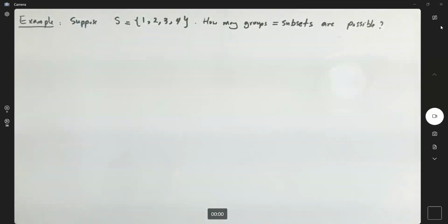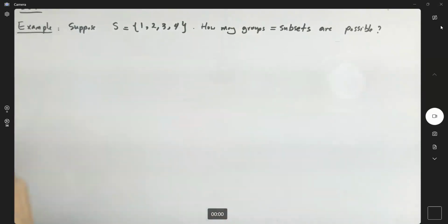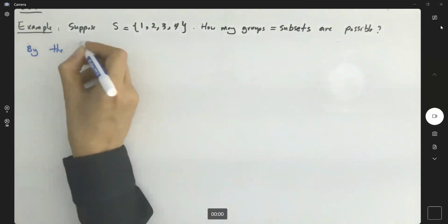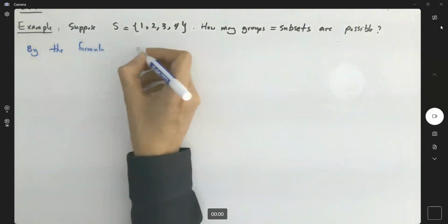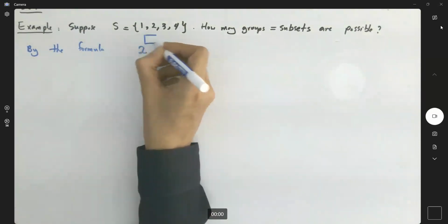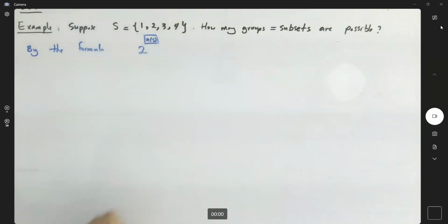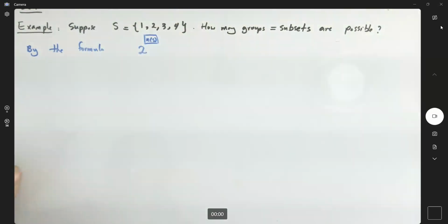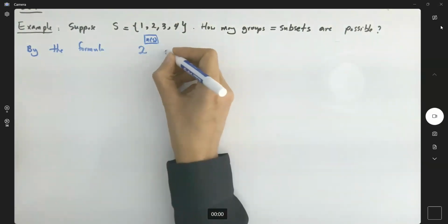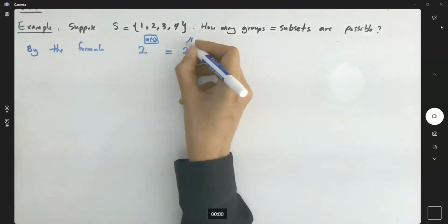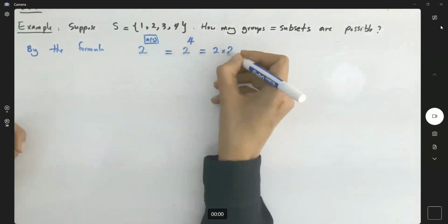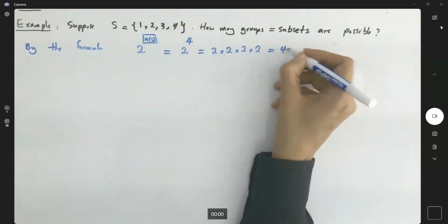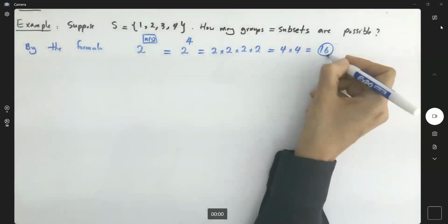Very good. So first of all, remember the formula. You might say that I'm going to follow the formula. By the formula, we just need to take 2 and raise it to n of s. Okay. What is n of s in this case? Here you have 1, 2, 3, 4 members. So following the formula, you have 2 to power 4, or 2 times 2 times 2 times 2, or 4 times 4, which is 16.